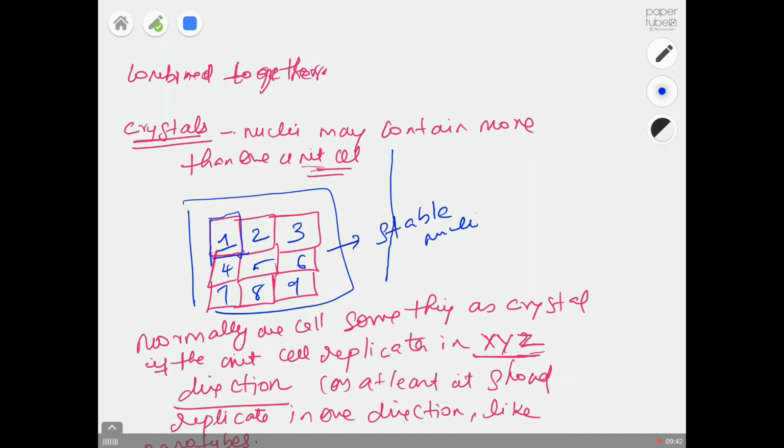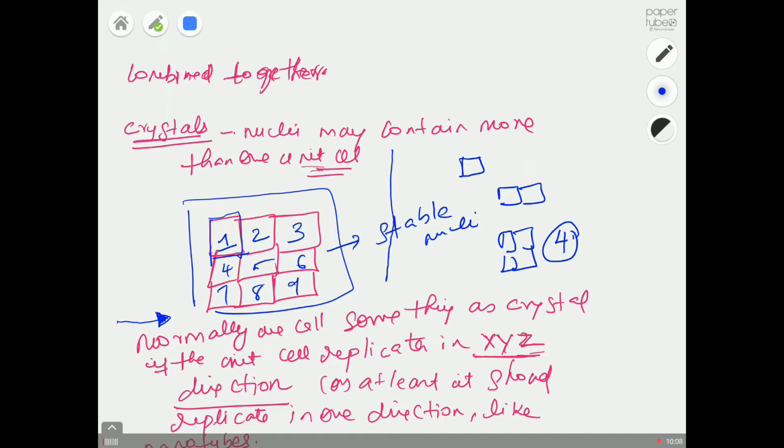The first one can be one unit cell, or two unit cells, or three or four unit cells. No one knows this, but you should remember a stable nuclei is a crystalline material, and it may contain one or more than one unit cell. So try to keep this in your mind.